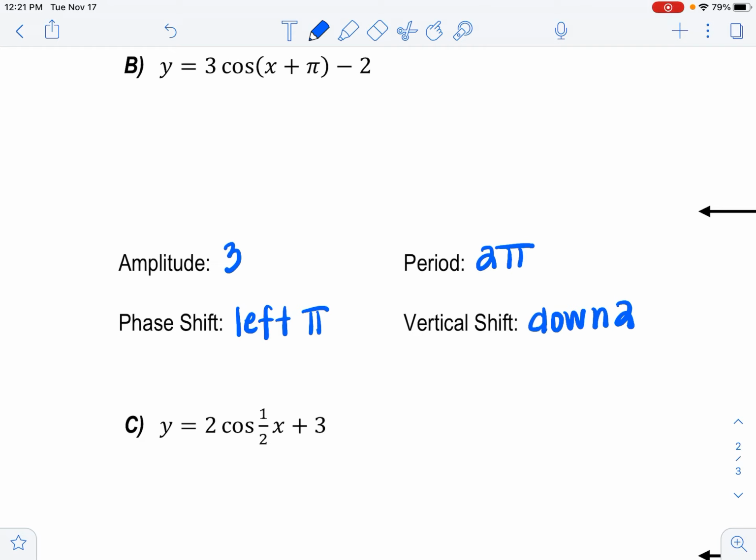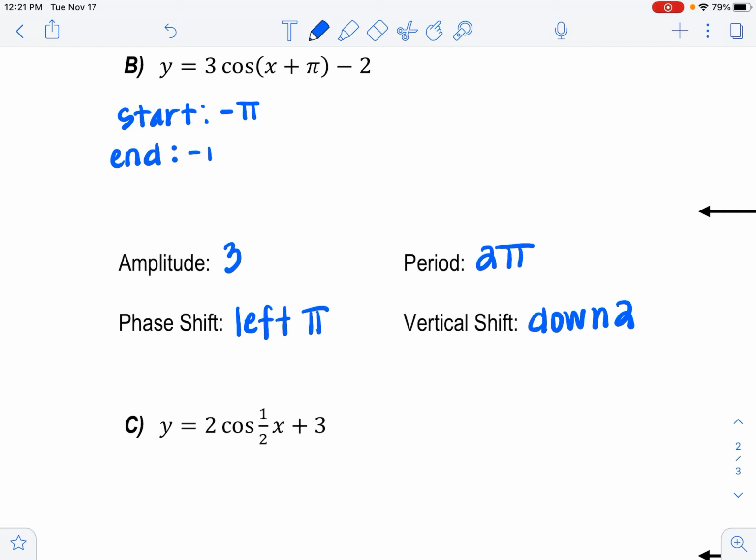Okay, so does this start at 0? The answer is no, because there's a phase shift. So I'm going to say start, and you could always just start by saying, where does it start? And then if there is no phase shift, say 0. You could do that too. Okay, so it is left pi. So left is a negative number. So this starts at negative pi.